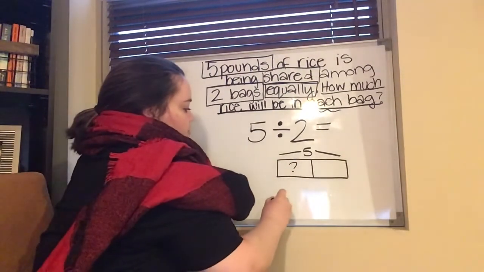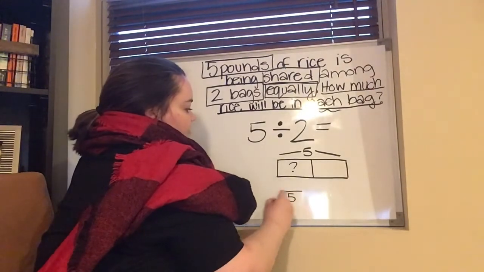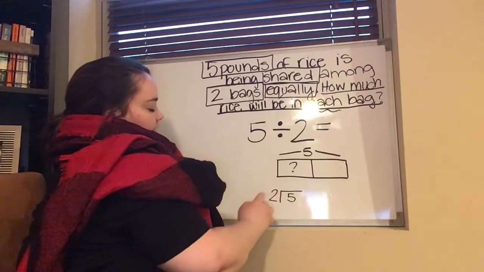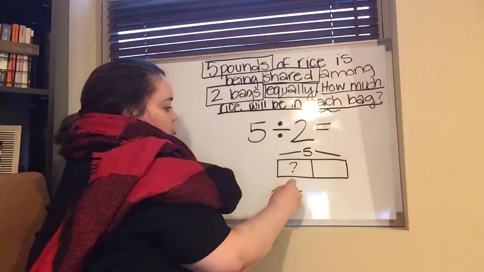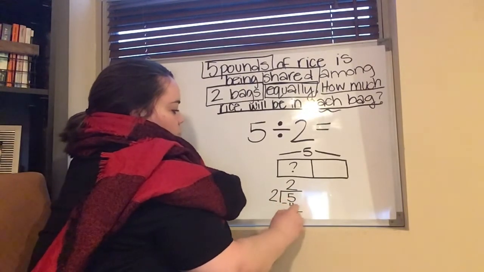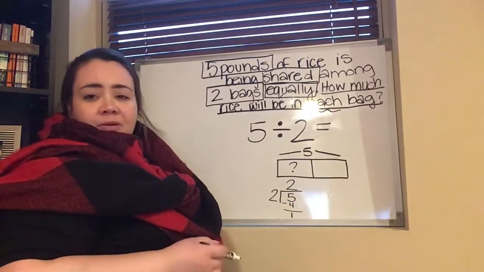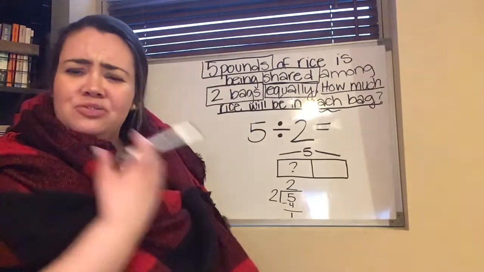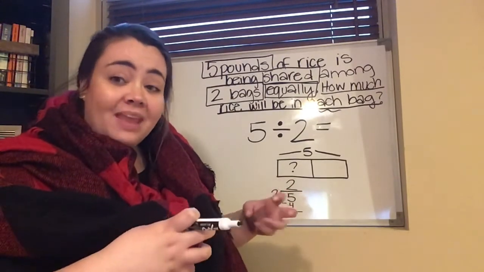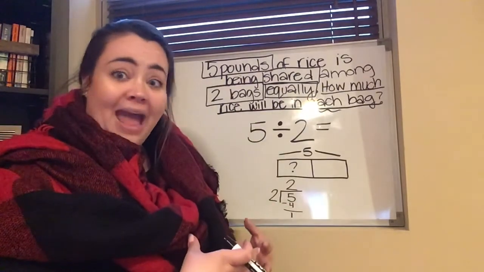So we could do 5 divided by 2. I know 5 divided by 2, I would be able to put 2 pounds in each bag. And I'm going to have 1 pound left over. And then we need to think about, okay, what am I going to have to do with that last pound? That last pound, I'm going to have to split up. I can't just put the whole pound into a bag.